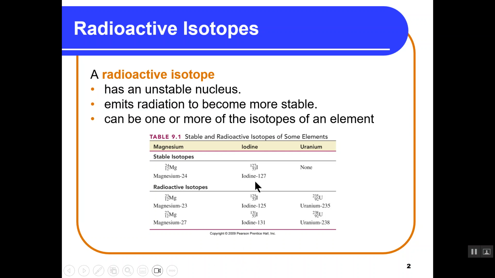We have some other examples here. Iodine, you have a stable form of iodine right here, iodine 127, but you have some unstable radioactive forms of iodine, such as iodine 125 and iodine 131. All right. There are some elements that have no stable isotopes whatsoever. Uranium is such an example. There are no stable isotopes of uranium. All forms of uranium are unstable, such as these two right here, uranium 235 and uranium 238. All right, so these are all examples of radioactive isotopes as well as stable isotopes.